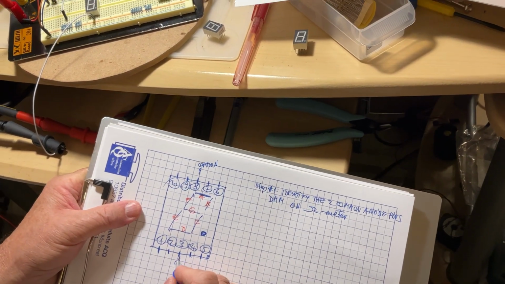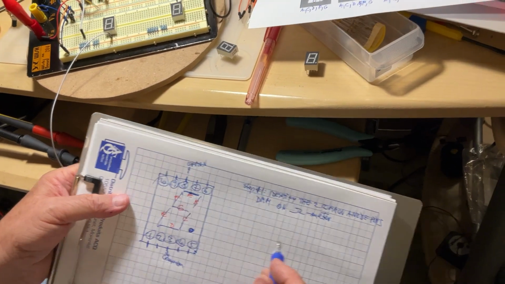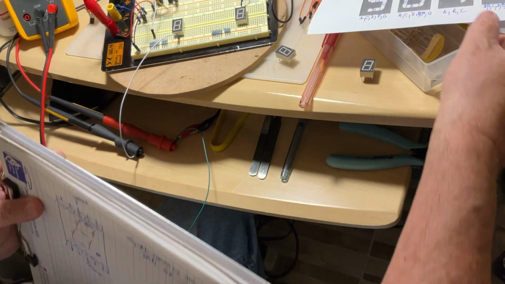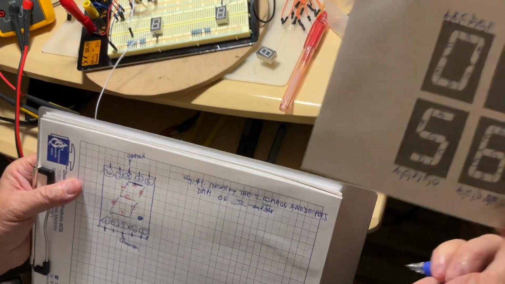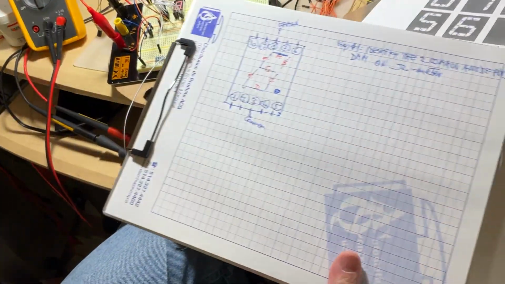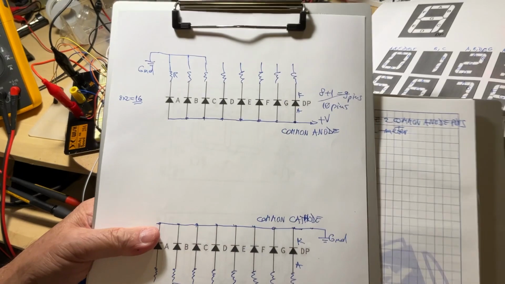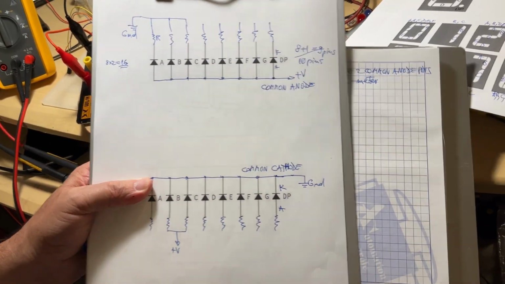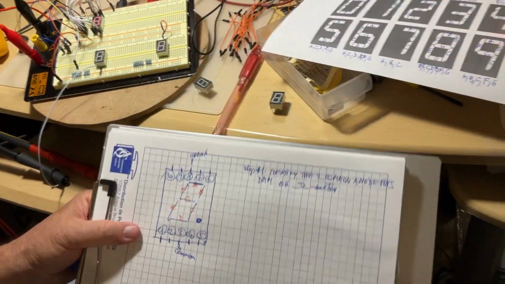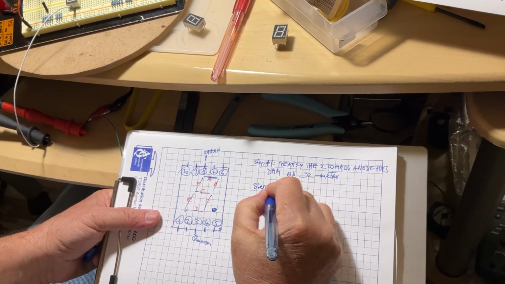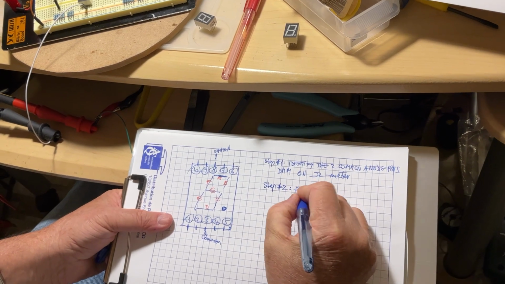But because I never saw that package before, I have no idea: is my digit a common anode or a common cathode? Because remember, there are two options. Either all the anodes are together or all the cathodes are together, and I don't know which. This is going to be the step number 2.